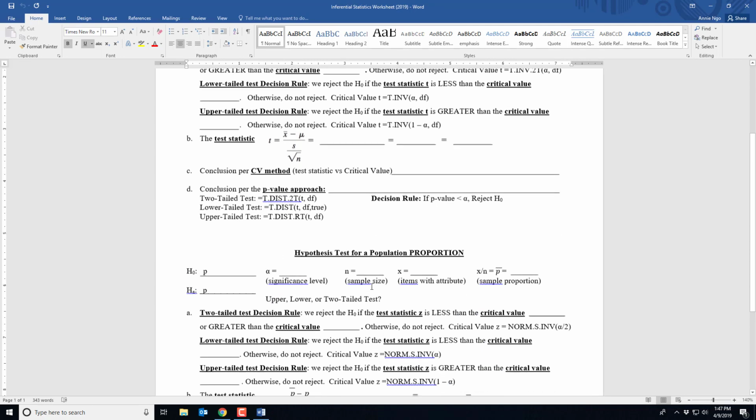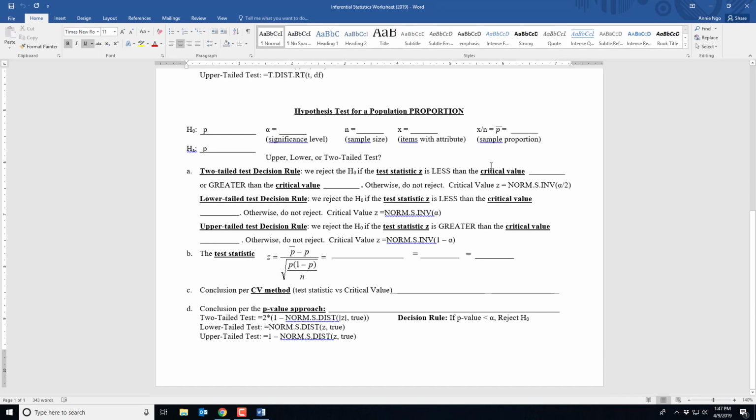So if we scroll down, here is the instructions on how to do a hypothesis test for a population proportion. And so it's really important you know the difference between a mean and a proportion. Otherwise, you might use the wrong set of instructions on this worksheet. Means are averages, and averages come from numeric values, whereas proportions come from categorical variables, so words.